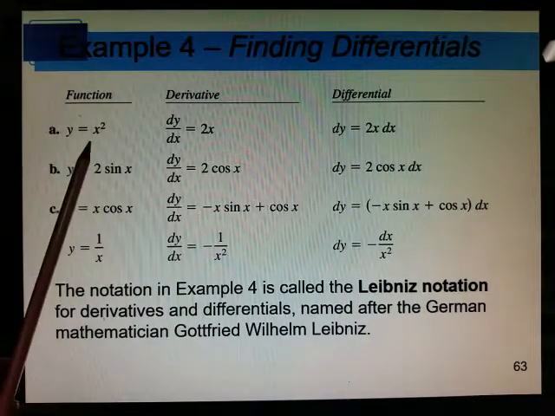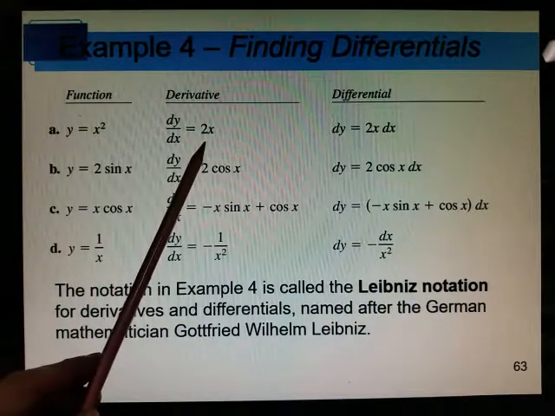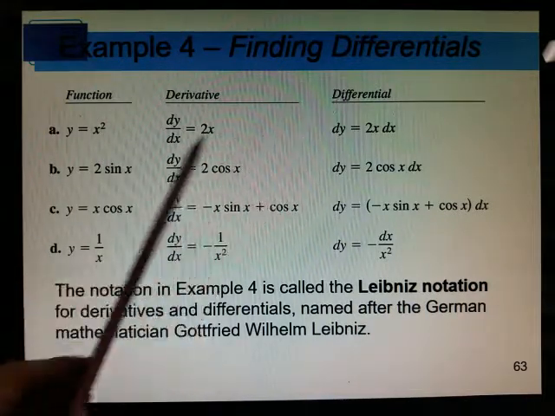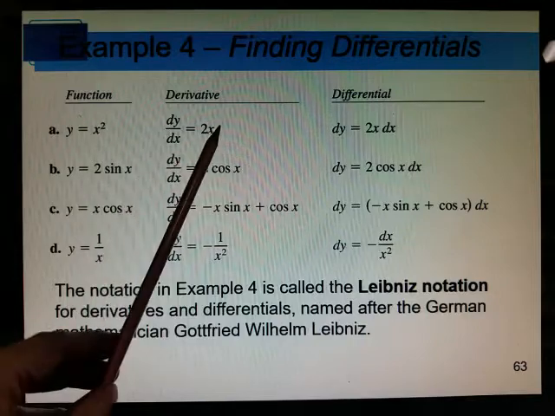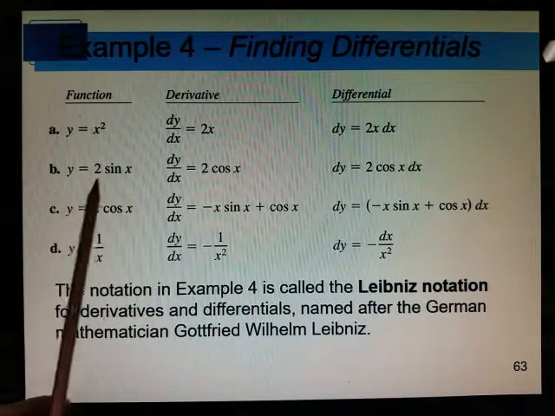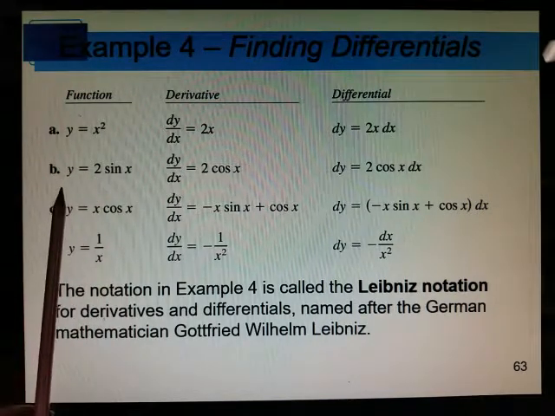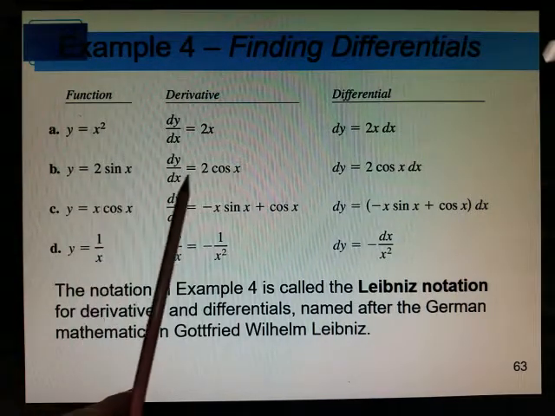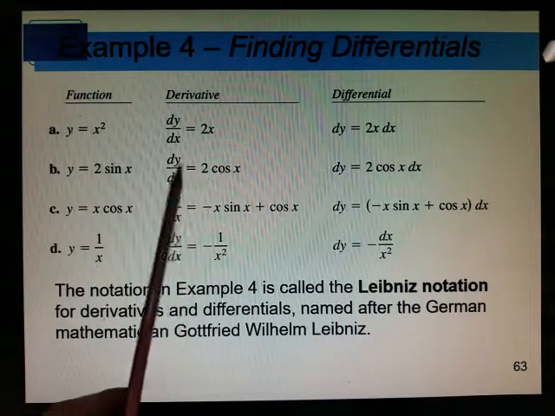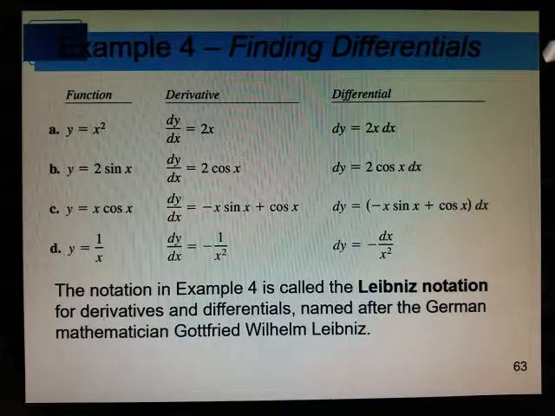So when we had y equals x squared, dy dx, that's the derivative, is 2x. So the differential would be dy equals, bring that 2x over, so it's 2x dx. Again, y equals 2 sine of x, so that's a coefficient. So its derivative would be dy dx equals 2 times the cosine of x. The differential, what does dy equal? Multiply this dx over, there's the differential.